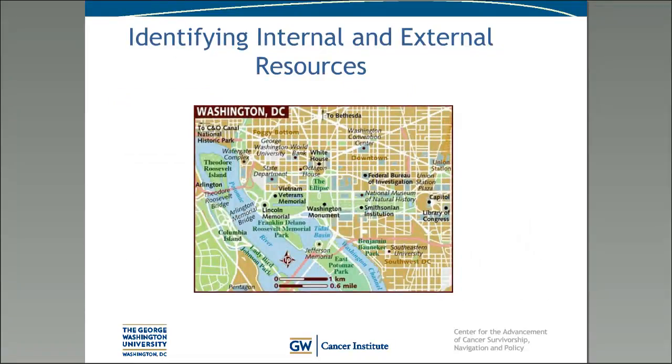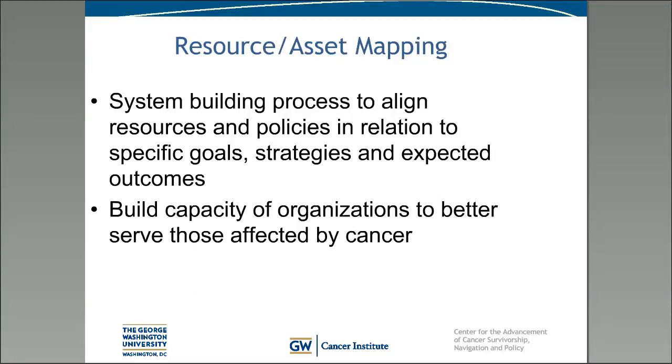The third component of the needs assessment is identification of internal and external resources. Resource or asset mapping is a system-building process to align resources and policies in relation to specific goals, strategies, and expected outcomes. It can help to build capacity of organizations to better serve those affected by cancer. And resource or asset mapping complements the SWOT analysis by further identifying resources that may help to overcome your weaknesses and threats and build a sustainable program.